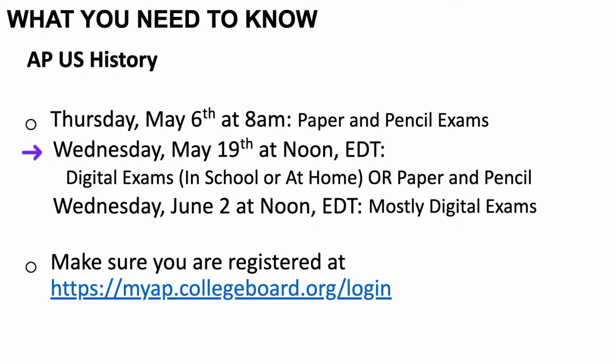You may be taking the AP History test on May 19th or even on Wednesday, June 2nd. So if you're scheduled to take it on one of those days, you might be taking a paper and pencil exam, but there's also a good chance that you might be taking a digital exam, either in school or at home. So if you don't know what date you're signed up for, find out as soon as you can, and also find out whether you're taking the paper and pencil test or the digital test.